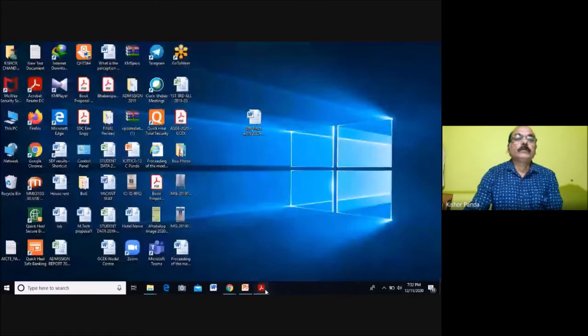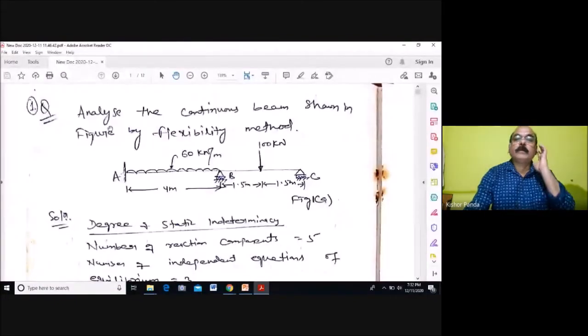So this is the question. Analyze the continuous beam shown in the figure by the flexibility method. Here you see this is the continuous beam, and the end A is fixed, B is supported, and C is supported. The length of the beam is 4 meters, and here 1.5 meters, 1.5 meters, having one concentrated load at the midpoint of the beam, and here having the uniformly distributed load throughout the beam, 60 kilonewton per meter.